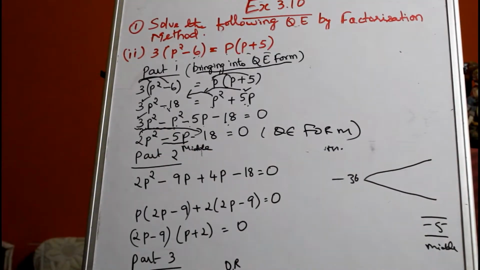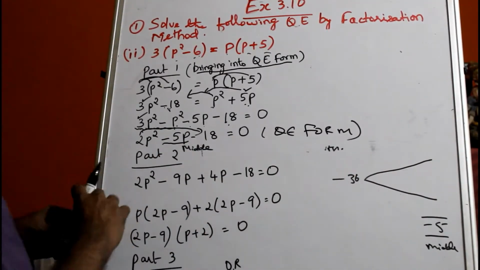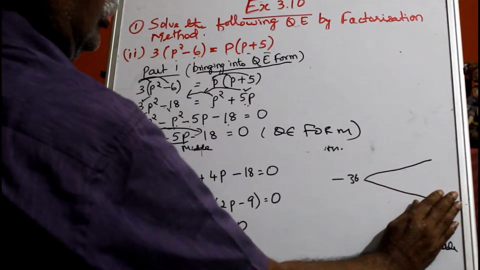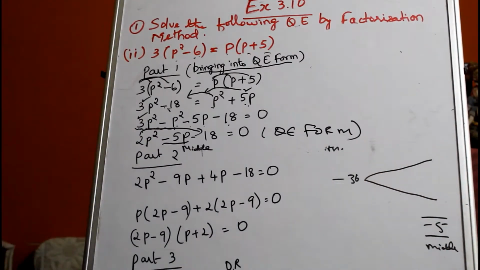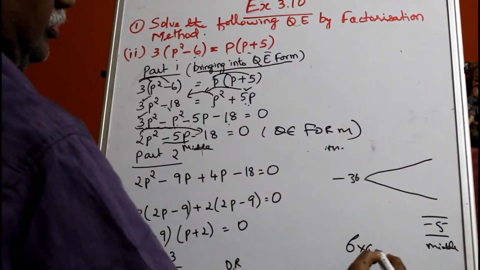Now what you do? You take this 36. Don't see the sign only. If you want, hide this number and take this 36. What two numbers will give you 36? Look here, 6 into 6 is 36.